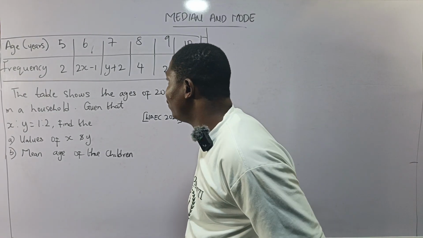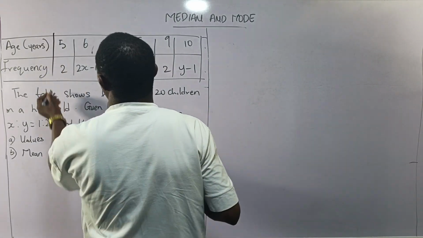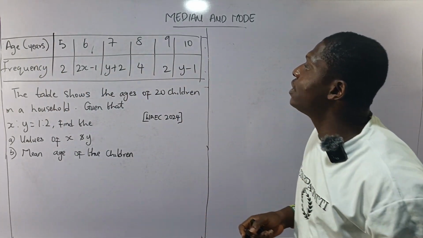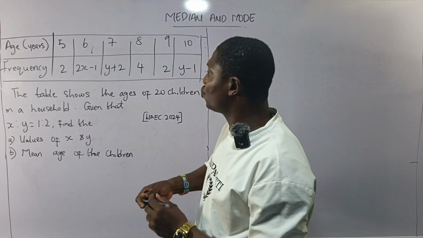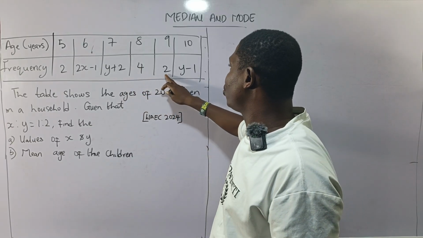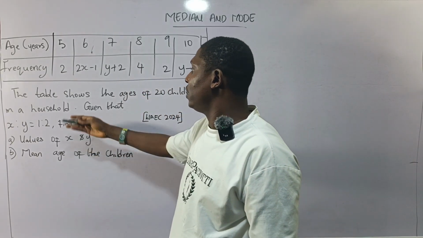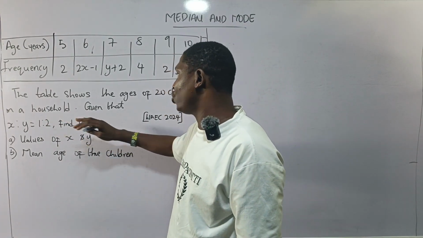So we have a table. Ages in years are 5, 6, 7, 8, 9, and 10. And the frequencies are 2, 2x minus 1, y plus 2, 4, 2, y minus 1. It says the table shows the ages of 20 children in a household.